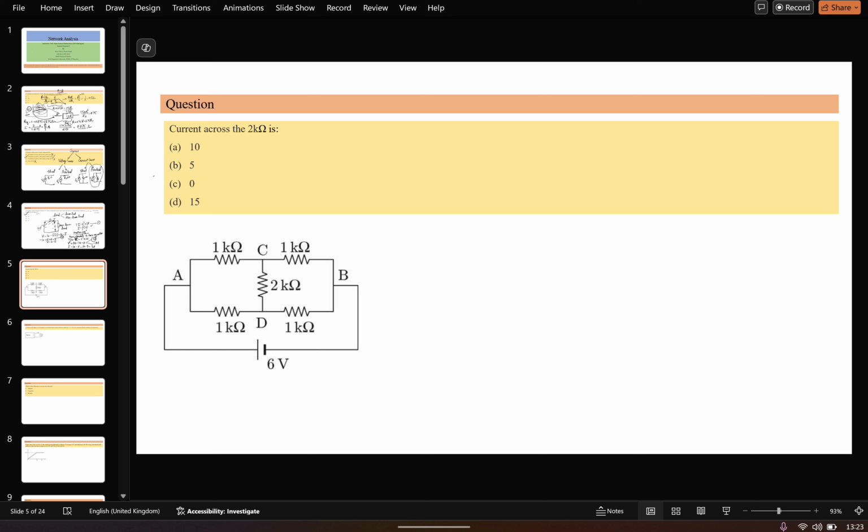Okay, let me give the solution for this question. The question is asking what is the current across the 2 kilo ohm resistor. So if you see, these resistances are 1 kilo ohm, 1 kilo ohm, 1 kilo ohm, 1 kilo ohm. Have you read about the concept of the Wheatstone bridge?